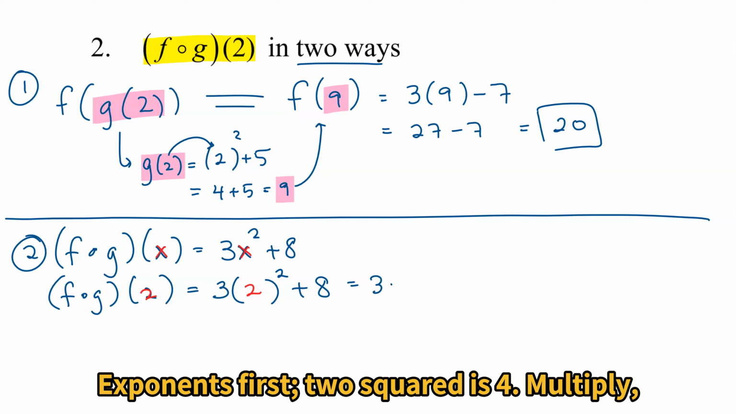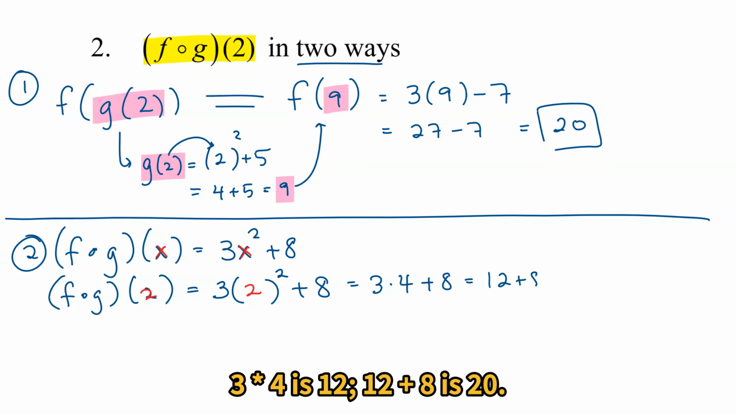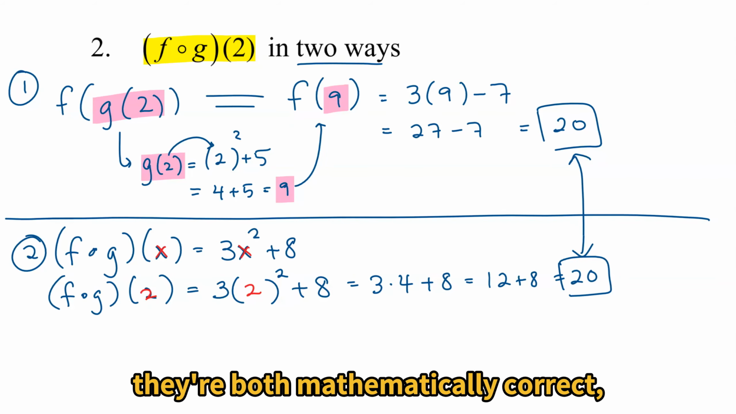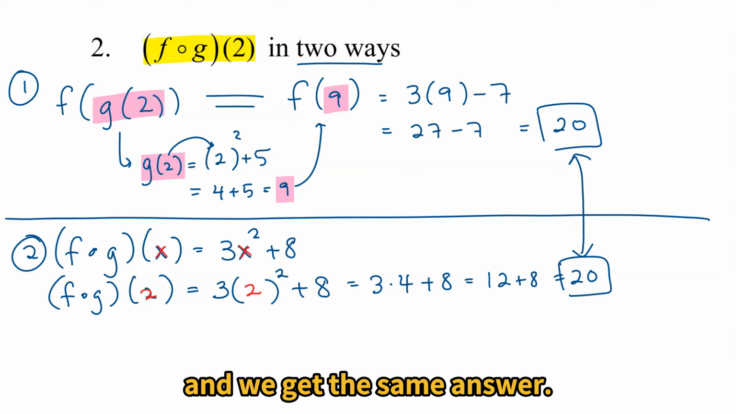Exponents first. 2 squared is 4. Multiply. 3 times 4 is 12. 12 plus 8 is 20. And it should be the case that we do something in 2 different ways. They're both mathematically correct, and we get the same answer.